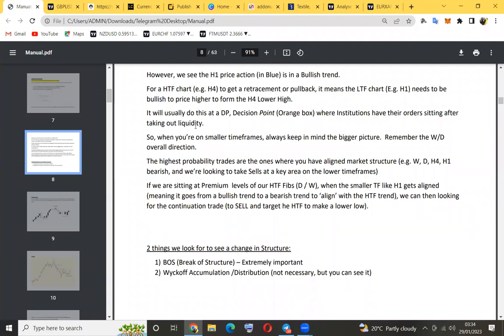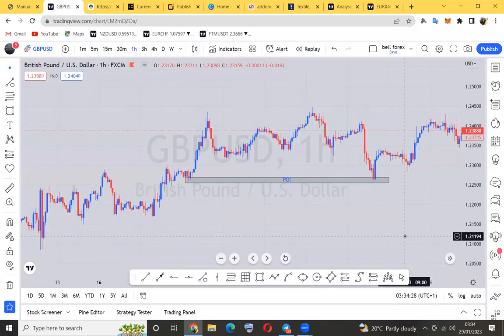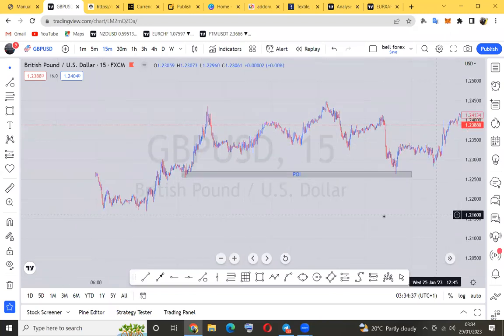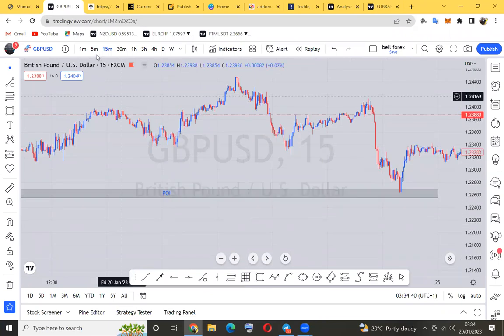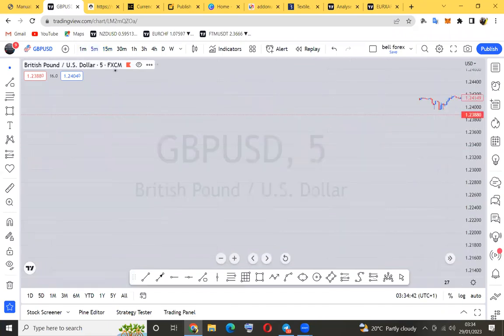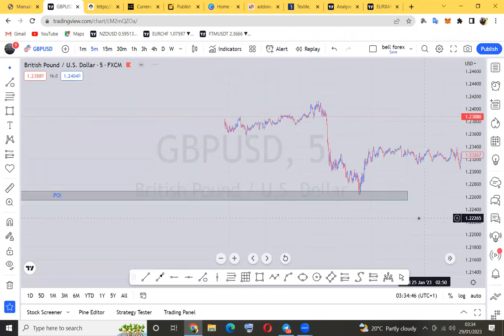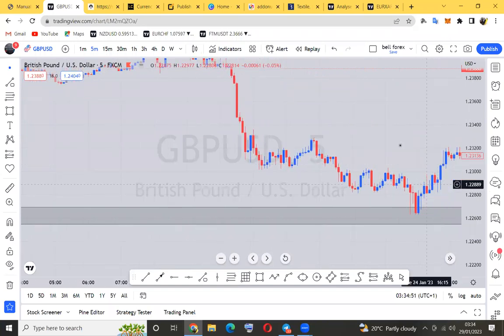So liquidity is money available in the market that can cause price to buy or sell. When you look at this on the 1 hour time frame, you may not really see how they took out the liquidity. But if you go on a smaller time frame, like the 15 minute, you will then see how they did it. Let's go on a 5 minute and you will see for yourself very clearly what they did at this level to take out liquidity.